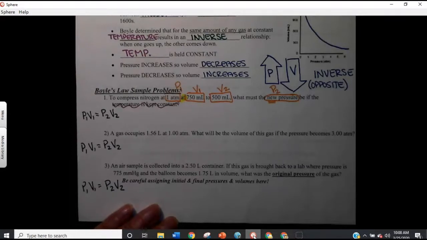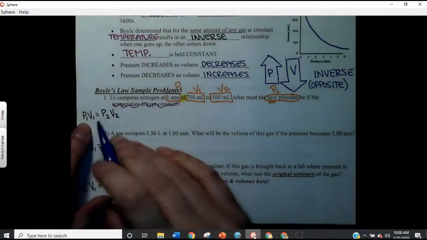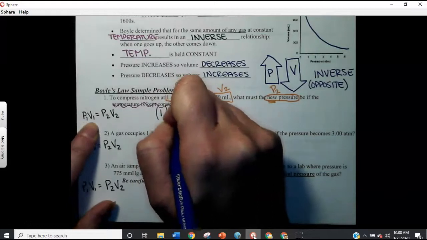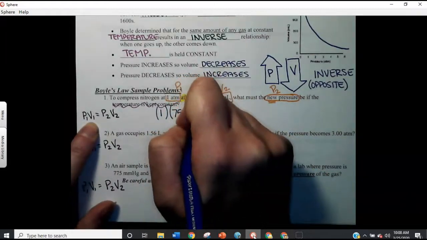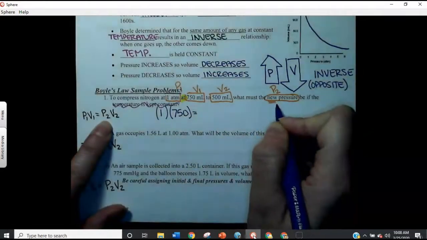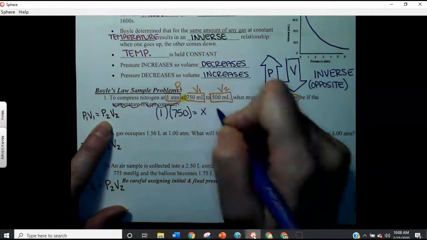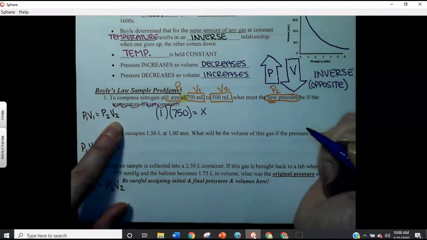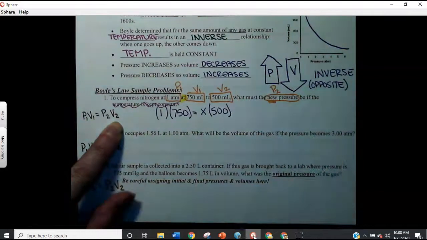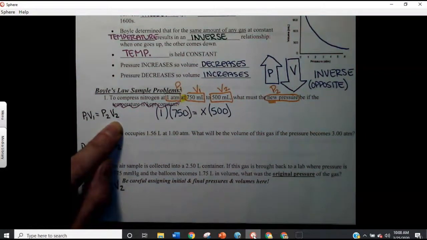Given, unknown, equation. So when I substitute, we're going to substitute in those values. P1, I'm going to substitute 1 atmosphere in, times volume 1, 750, equals pressure 2. I don't know what pressure 2 is, so I'm going to plug in an x right there, times volume 2, which is 500. It does matter the order that you plug those in, so be careful.